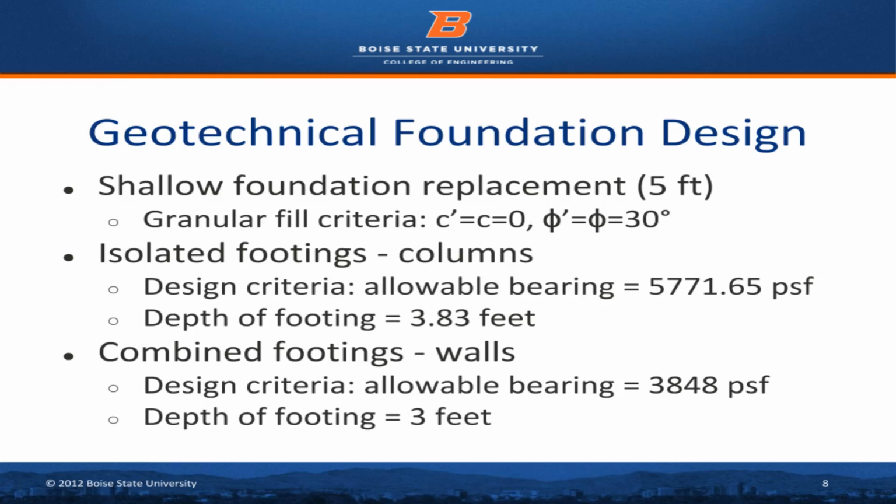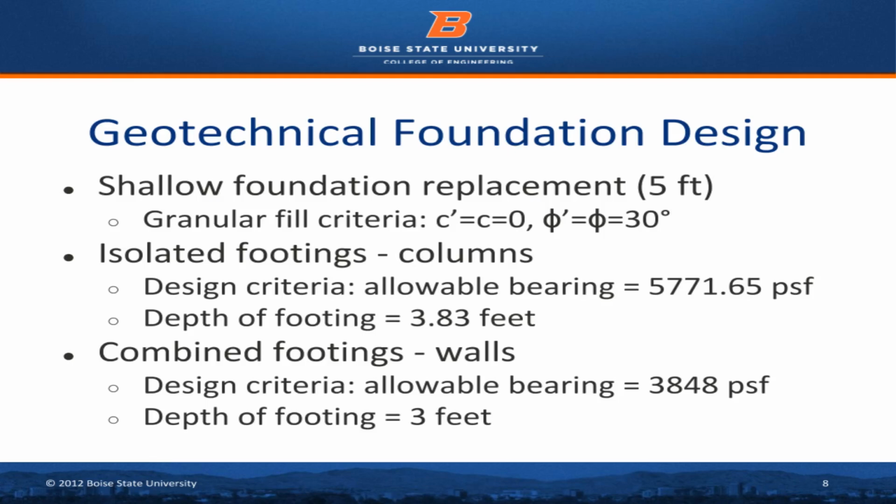2 types of footings were designed to support the load of the building. Isolated footings were all designed to carry the column with the greatest load to increase the safety factor as well as make it easier for the contractor to carry out this design. An allowable bearing capacity of soil underneath the isolated footings came out to be 5,771.65 pounds per square foot at a depth of 3.83 feet. The ultimate bearing capacity was then found based off of this design criteria.